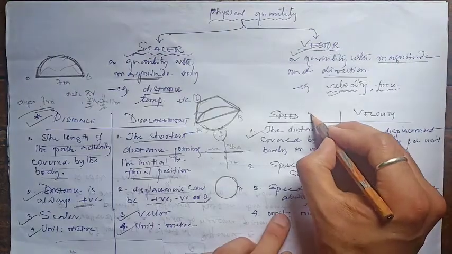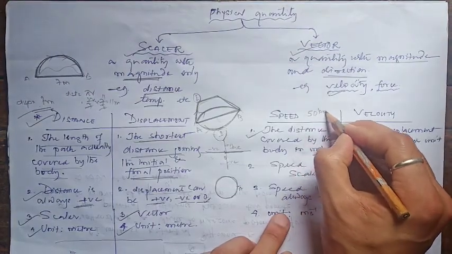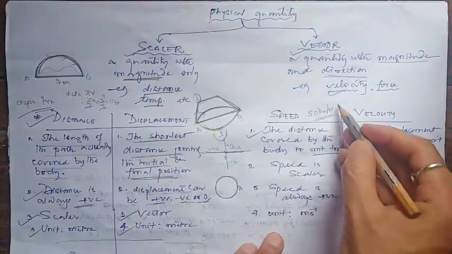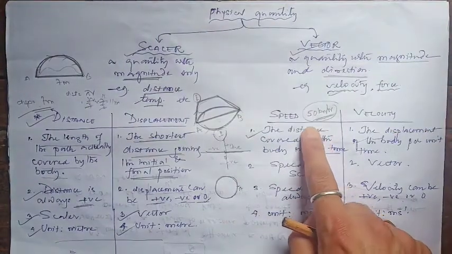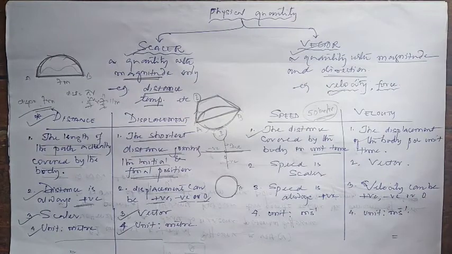When I say speed is 50 km per hour, all of us know about this kilometer per hour. 50 km per hour, that's the speed. When I say 50 km per hour, it means the body has covered a distance of 50 km in 1 hour. So how much distance is covered by a body in 1 hour or 1 minute or 1 second, that distance covered is called speed.